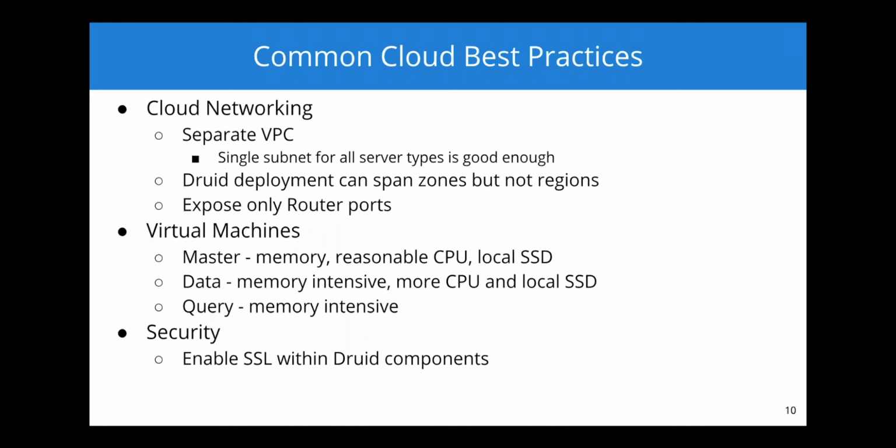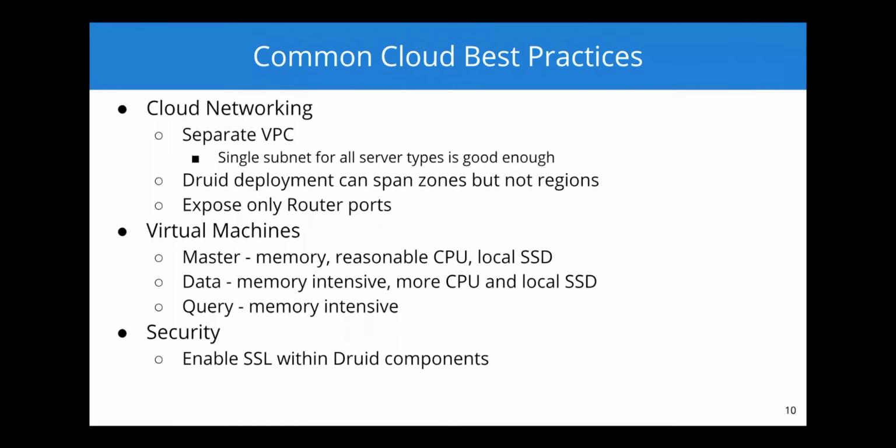All right, so let's talk about virtual machines. So the master, data and query are pretty much your virtual machines when you're running in AWS or GCP or Azure or in your own data center. The master servers need a reasonable amount of memory and CPU, and it's better to have a local SSD for that. The reason is the Zookeeper is running in the master nodes, and it's better to have faster drives for its data drive. So the latency will be much faster there.